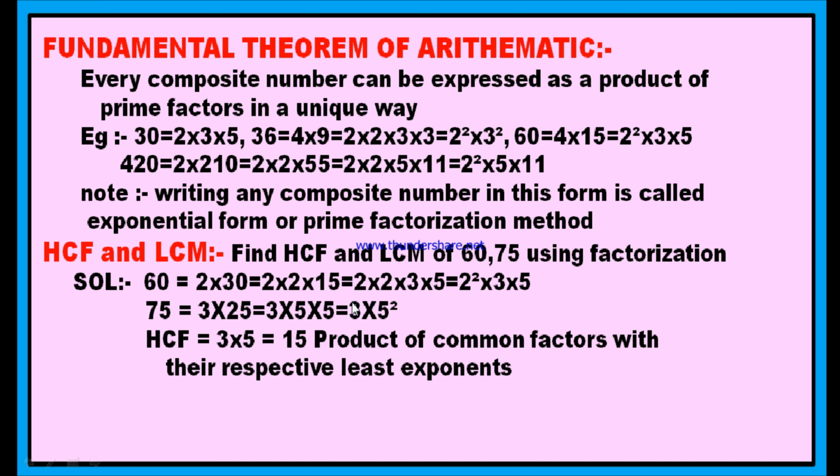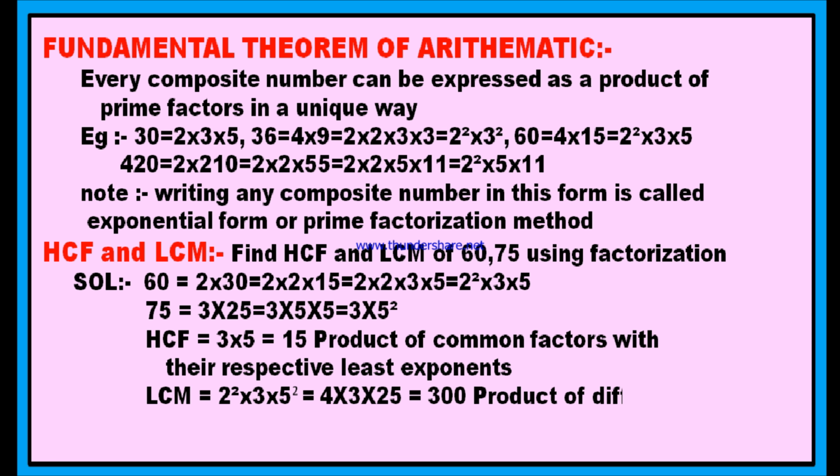These are common factors in both 60 and 75. What is the product of 3 into 5? 3 into 5 is 15. Therefore, HCF of 60 and 75 is equal to 15. HCF is nothing but the product of common factors with their respective least exponents.